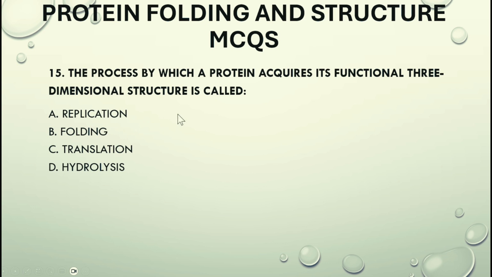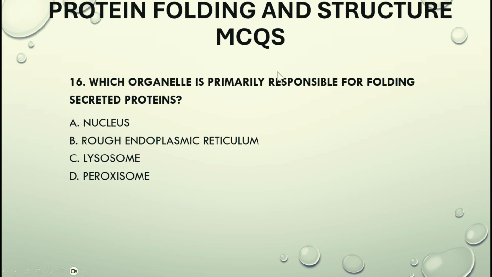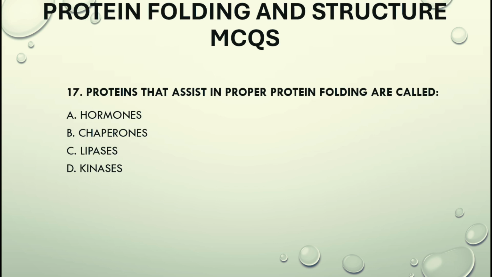Number 16. Which organelle is primarily responsible for folding secreted proteins? A. Nucleus, B. Rough endoplasmic reticulum, C. Lysosome, D. Peroxisome. The correct option is B. Rough endoplasmic reticulum. Now, many secreted and membrane proteins fold in the rough endoplasmic reticulum with the help of helper proteins that we call chaperones.